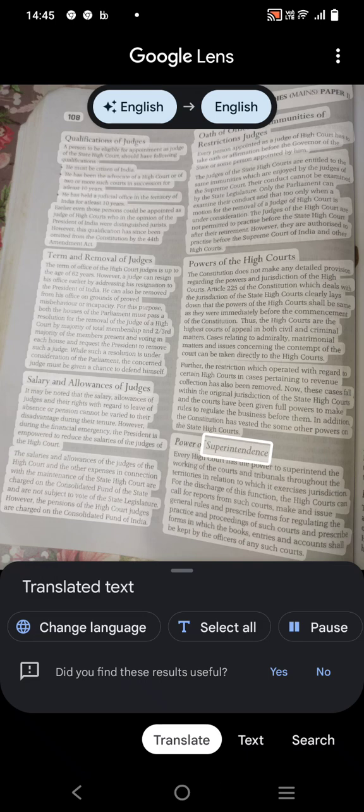Power of superintendence. Every high court has the power to superintend the working of the courts and tribunals throughout the territories in relation to which it exercises jurisdiction. For the discharge of this function, the high courts can call for reports from such courts, make and issue general rules and prescribe forms for regulating the practice and proceedings of such courts, and prescribe forms in which the books, entries and accounts shall be kept by the officers of any such courts.